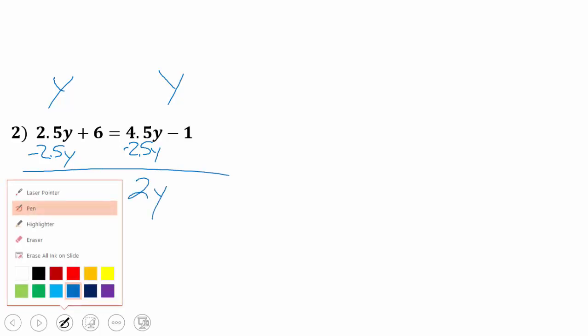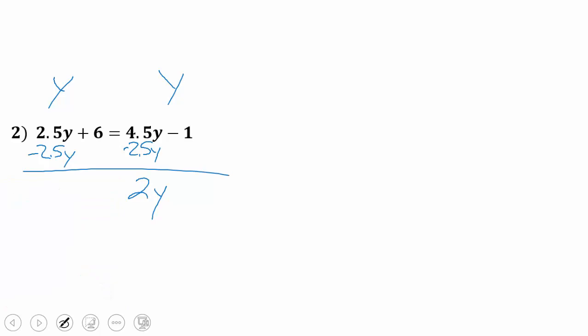Now, ladies and gentlemen, I'm going to save myself a little work. I know that if I moved my variable to the right side, that my constant is going to go to the left side. So I might as well do that right at the same time. So now 7 is equal to 2y.